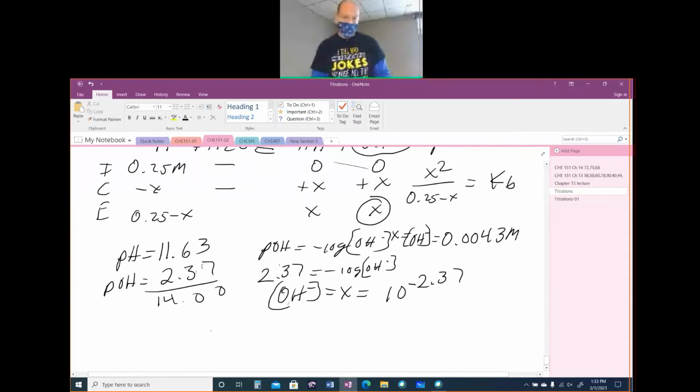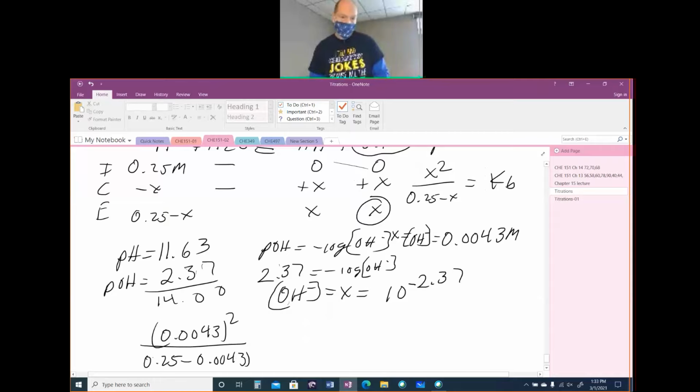So we have 0.0043 squared over 0.25 minus 0.0043. And that is equal to the Kb. So you just plug in your numbers. And that gives you a 7.5 times 10 to the minus 5.